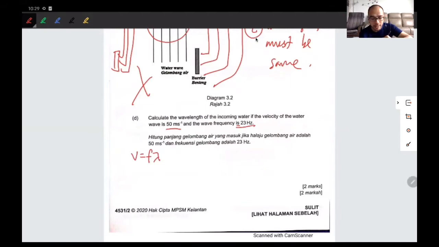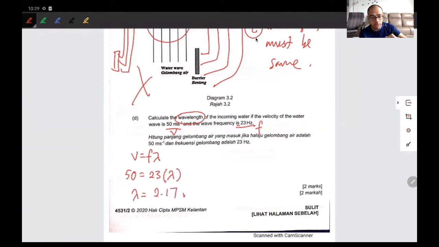Wave frequency is F, velocity is V. What do you have to count? Lambda. There's really nothing to this. If you know the formula, this is 2 easy marks. V equals F lambda, 50 equals 23 times lambda, and you will get lambda equals 2.17.